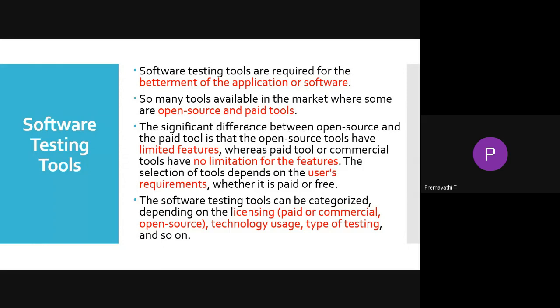The software testing tools can be categorized depending on licensing, technology usage, and type of testing. So we have to differentiate those tools in three ways. One is the licensing version, which may be paid, commercial or open source. Another is technology usage. Each and every tool is specified for a particular technique or testing alone. So according to that, we have to choose the tools.